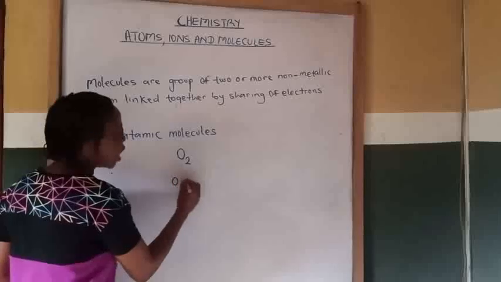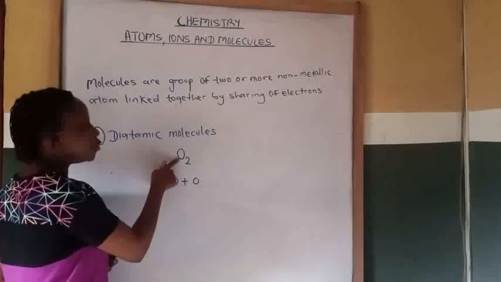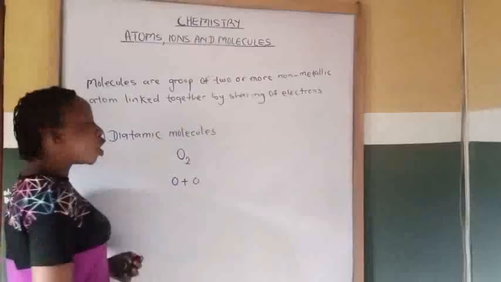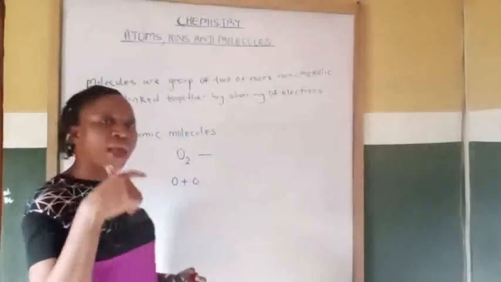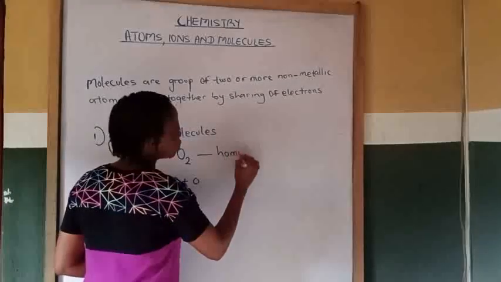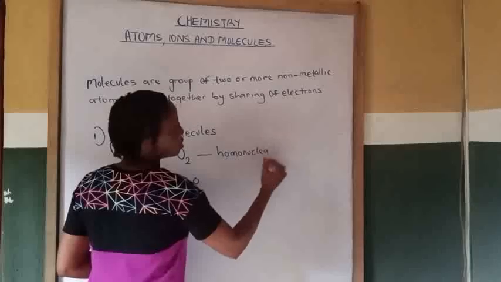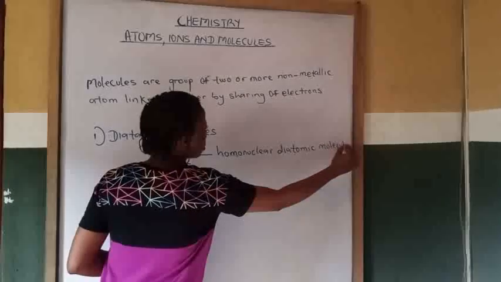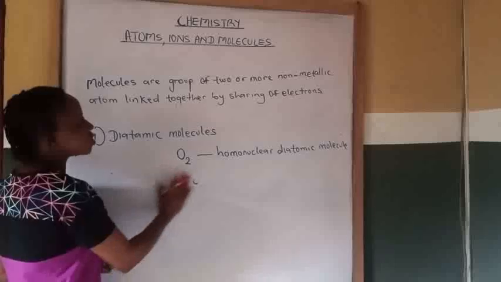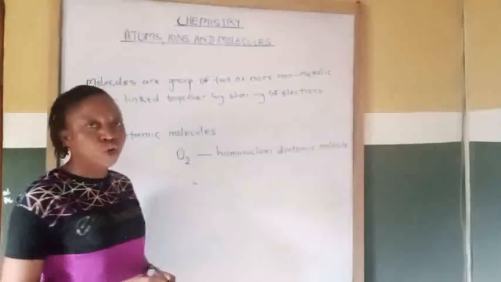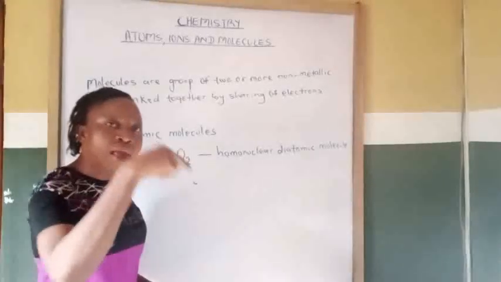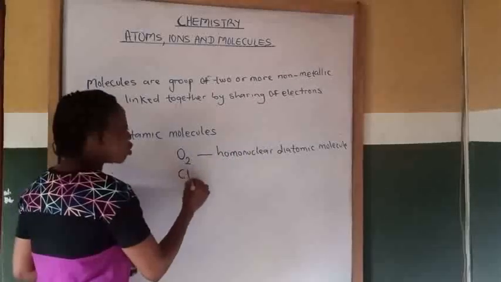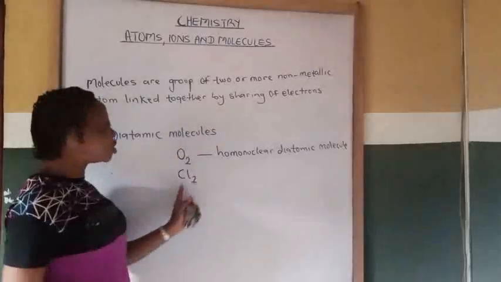Now oxygen is a diatomic molecule. Why? Because we have two atoms of oxygen. Oxygen plus oxygen will give you an oxygen molecule, which is diatomic, because we have two atoms of oxygen. When we have two atoms of the same element, we call it a homonuclear diatomic molecule. So the oxygen molecule is a homonuclear diatomic molecule, because it involves atoms of the same element. Another example of a homonuclear diatomic molecule is the chlorine molecule, because we have two atoms of chlorine to give us Cl2.